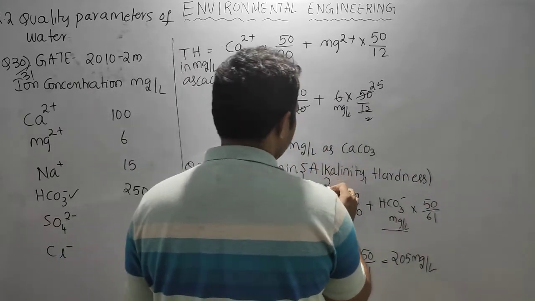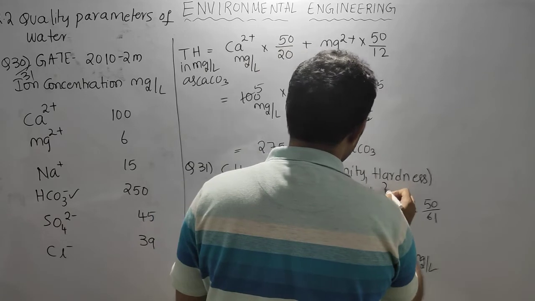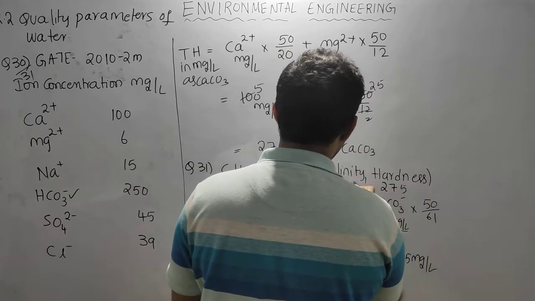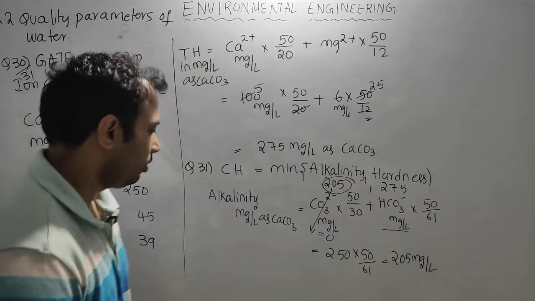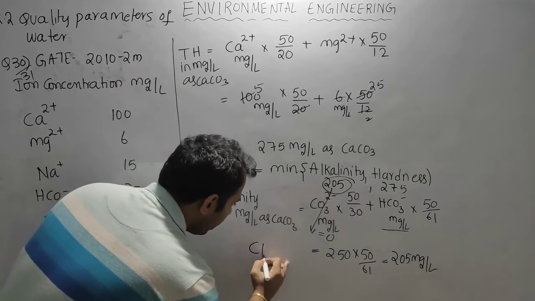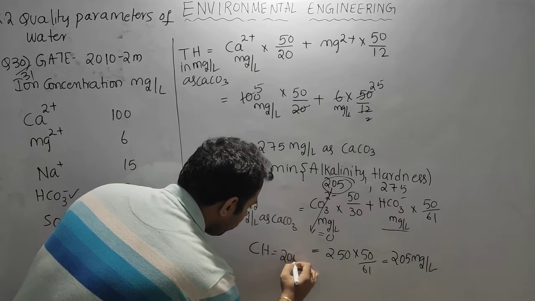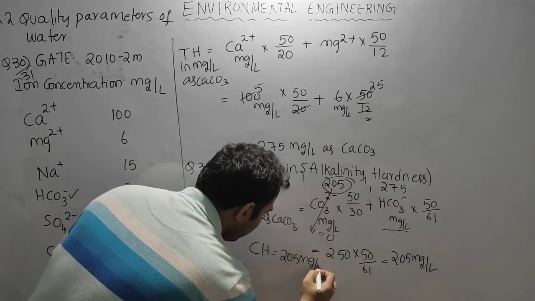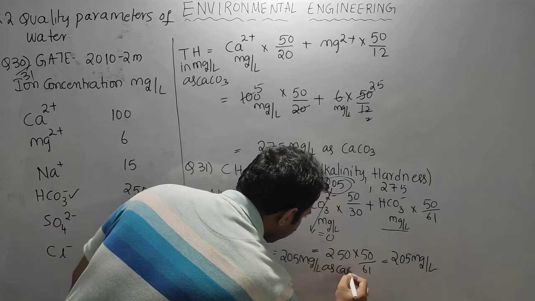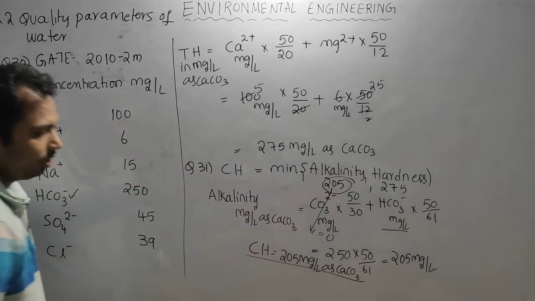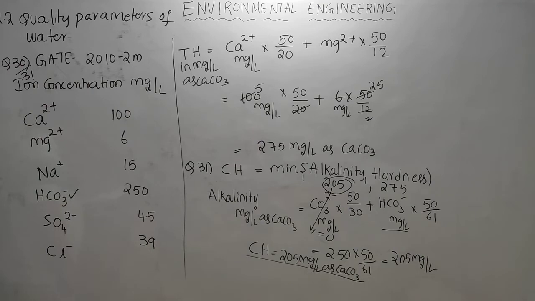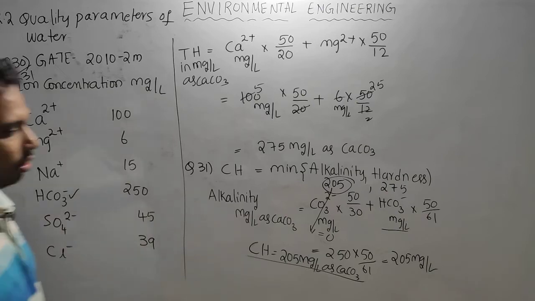The carbonate hardness is the minimum. This is 205 and this is 275, so it is equal to 205. The carbonate hardness is equal to 205 mg per liter as CaCO3. This is question number 31.